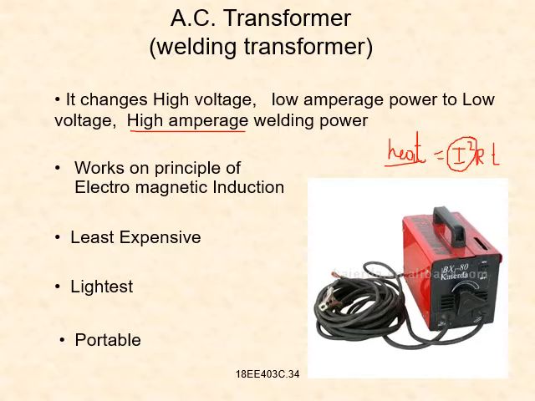Since we require high ampere, ampere means current, this welding transformer changes high voltage low ampere range power to low voltage high ampere range welding power. By this, high ampere is obtained, and we can produce huge heat and melt the metals and make a joint.